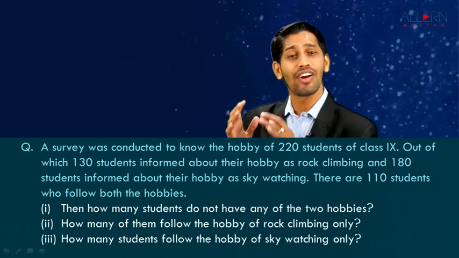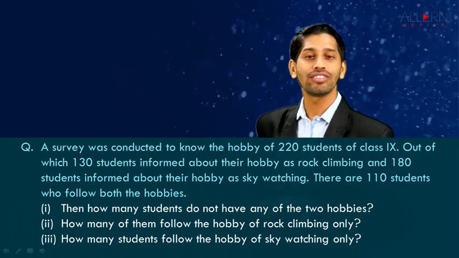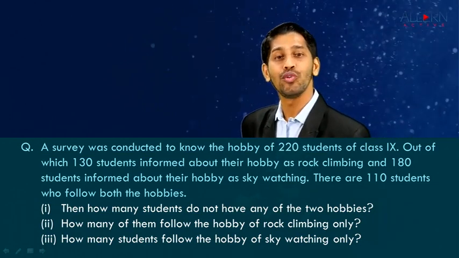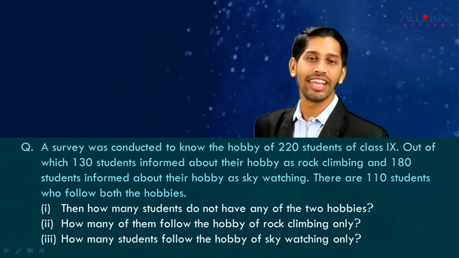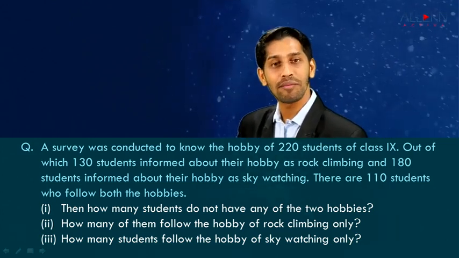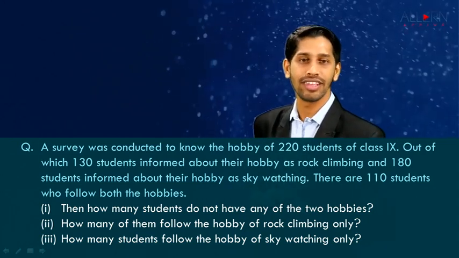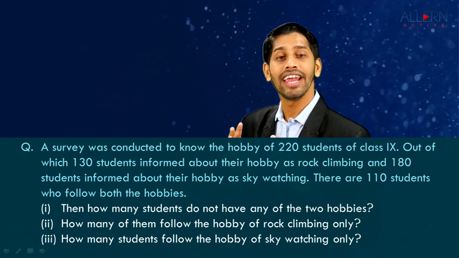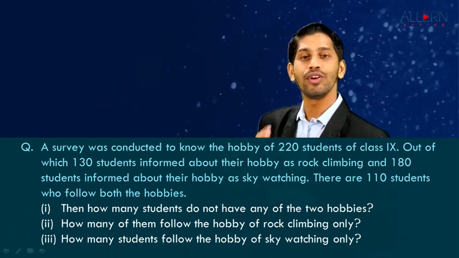Hi, let's take a very important sum of this chapter. The question is: a survey was conducted to know the hobby of 220 students, out of which 130 students informed their hobby as rock climbing and 180 students informed their hobby as sky watching. There are 110 students who follow both the hobbies, and we need to find the answers to three questions.